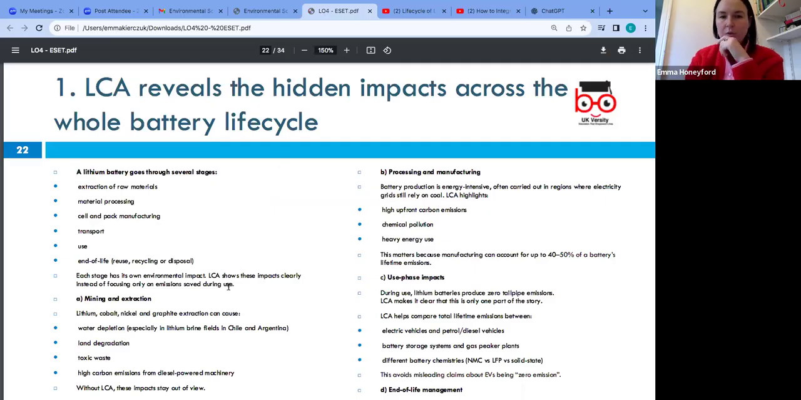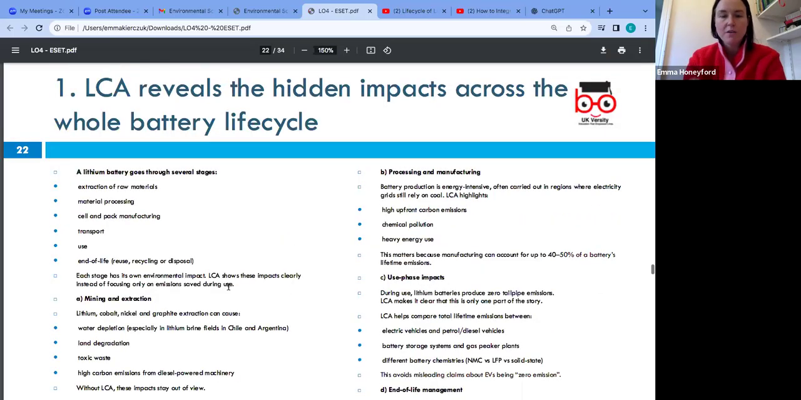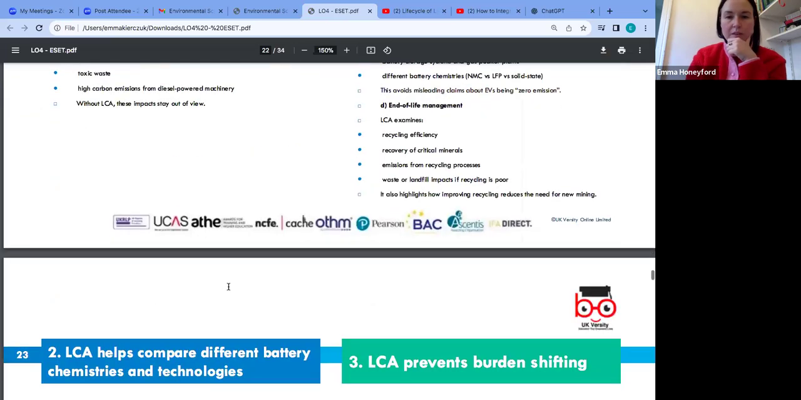Okay, so I'm not going to go through all of that, but if you want to have a look for examples of life cycle analysis, you can find them on Moodle and other examples.